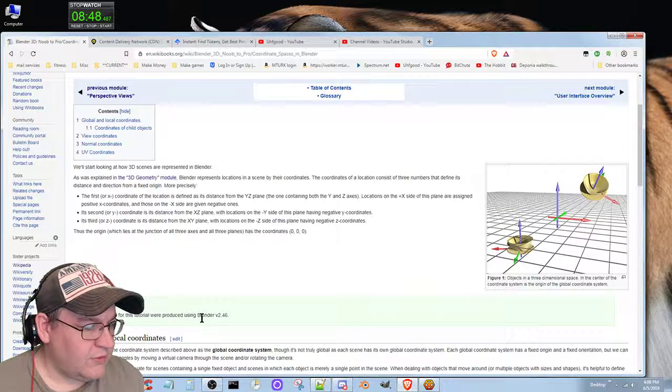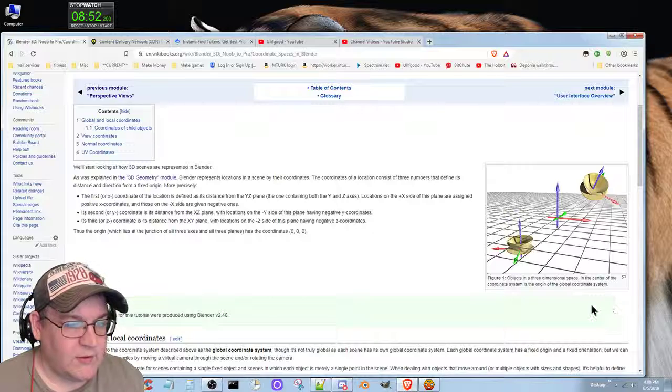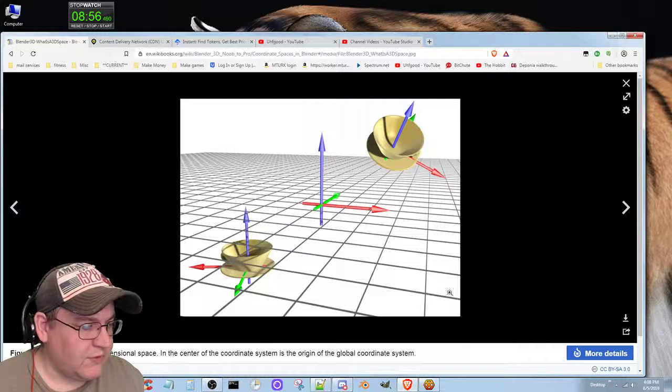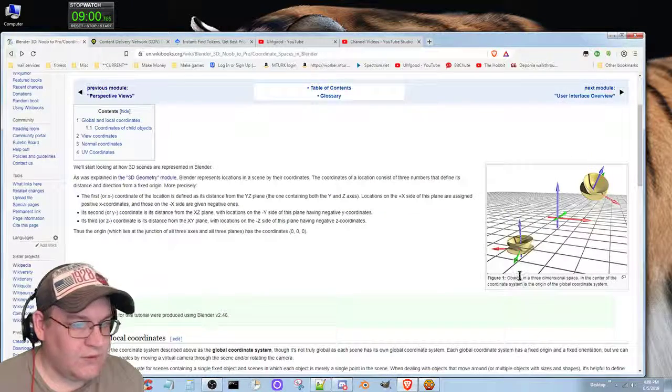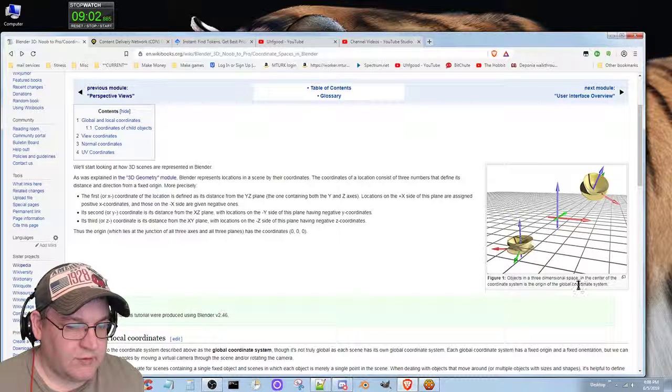See, the images for this tutorial were produced using Blender 2.46. That's quite a bit of time ago. But let's look at this picture. Actually, let's go back to the main deal here. Objects in 3-dimensional space, in the center of the coordinate system is the origin of the global coordinate system. Gotcha.